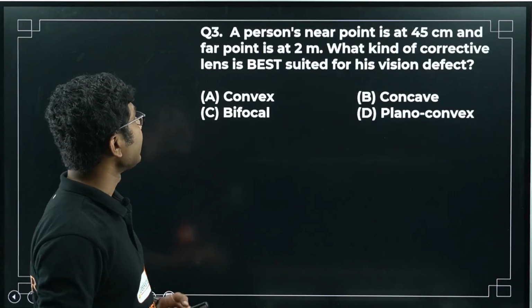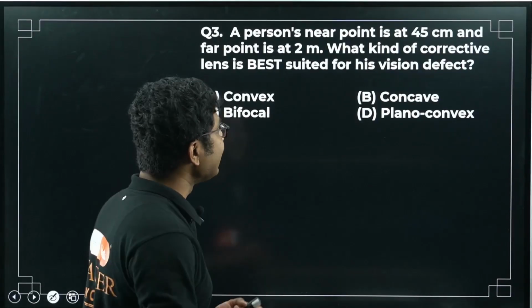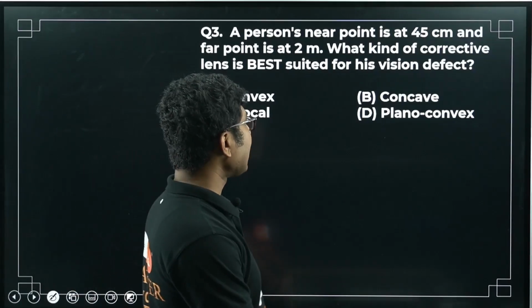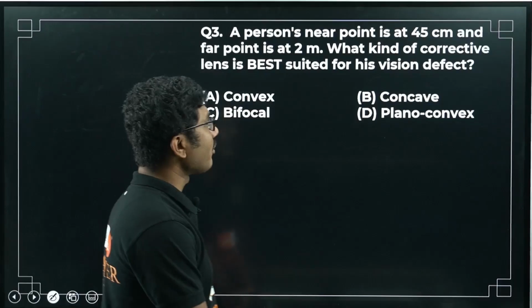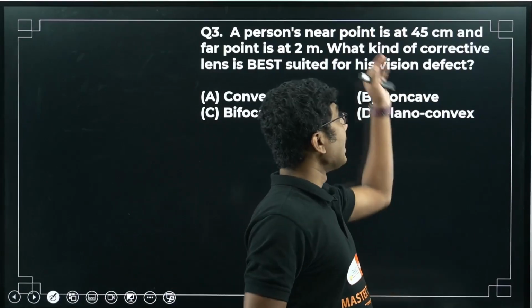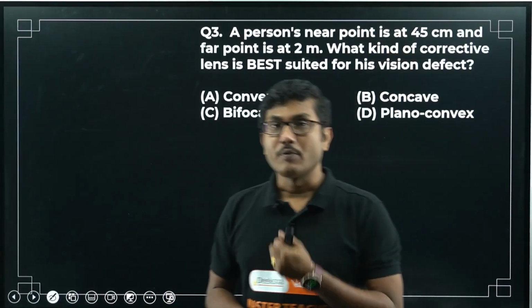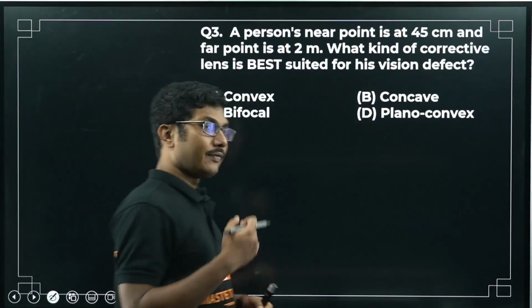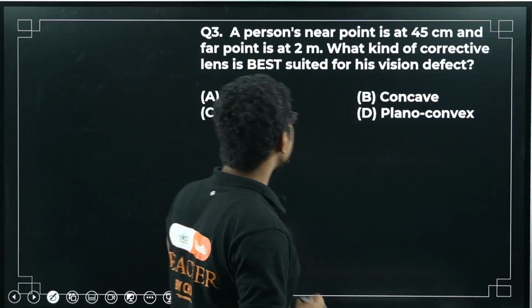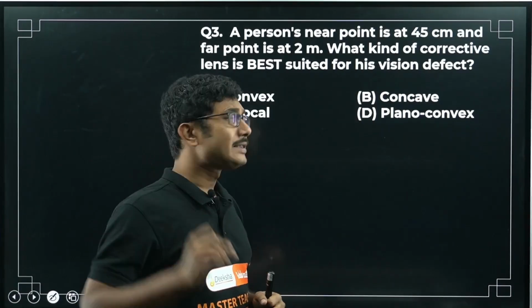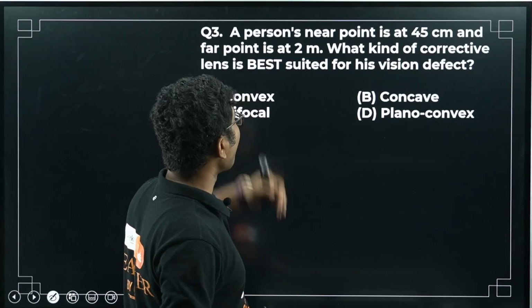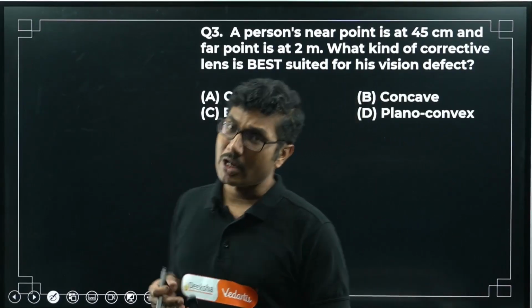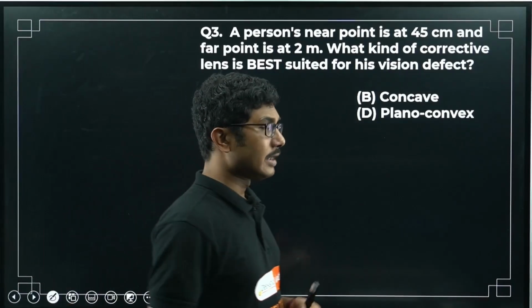Next question is, a person's near point is at 45 centimeter and far point at 2 meter. What kind of corrective lens is best suited for his vision defect? Near point is 45 centimeter, which is quite far compared to the normal 25 centimeter, so he is suffering from hypermetropia. And the far point is 2 meter. The far point for a normal human eye is infinity, so he is suffering from myopia as well. So both conditions are prevalent.